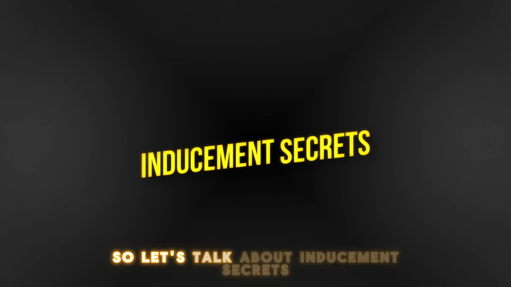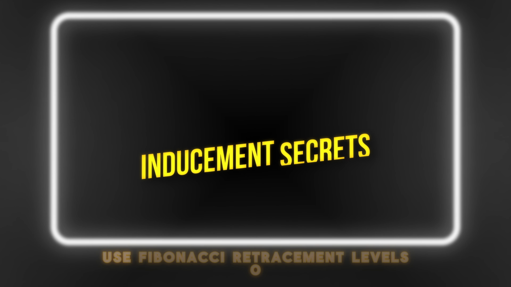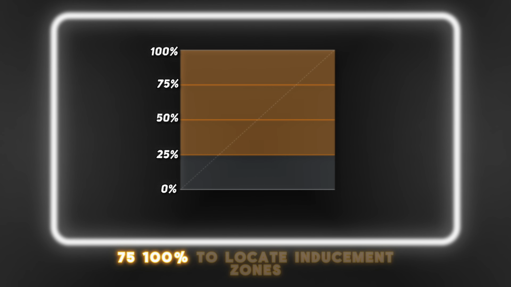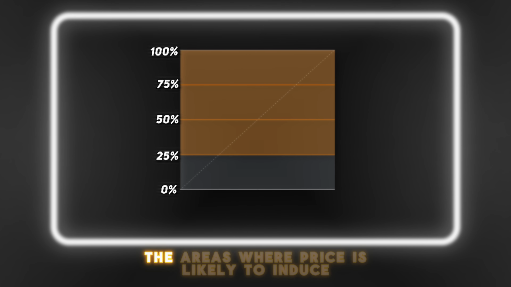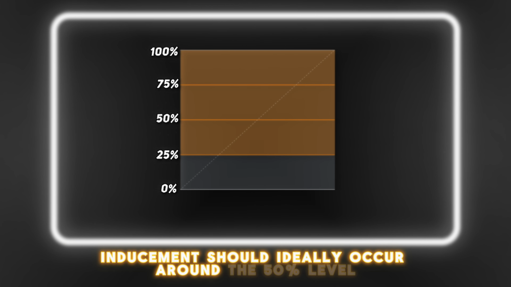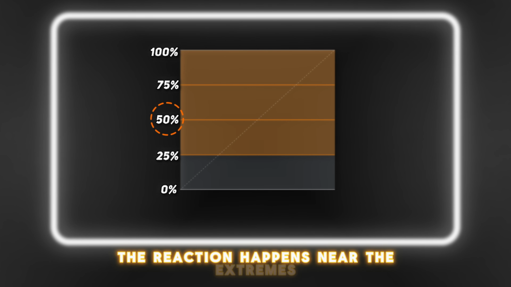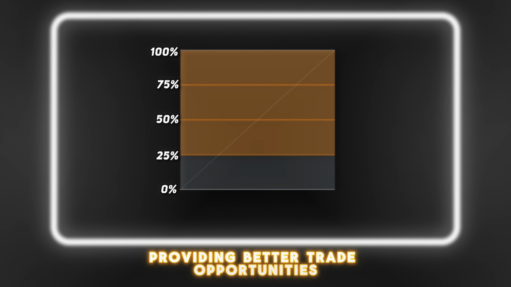So, let's talk about inducement secrets. Use Fibonacci retracement levels, 0, 25, 50, 75, 100% to locate inducement zones. These levels help in identifying the areas where price is likely to induce traders into positions. Inducement should ideally occur around the 50% level. This ensures that the reaction happens near the extremes, providing better trade opportunities.